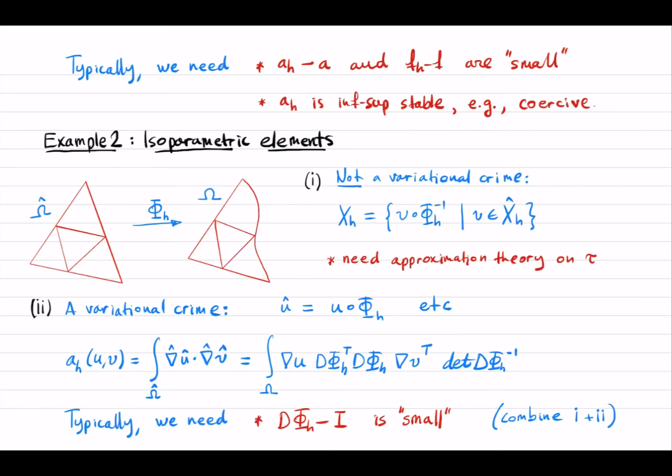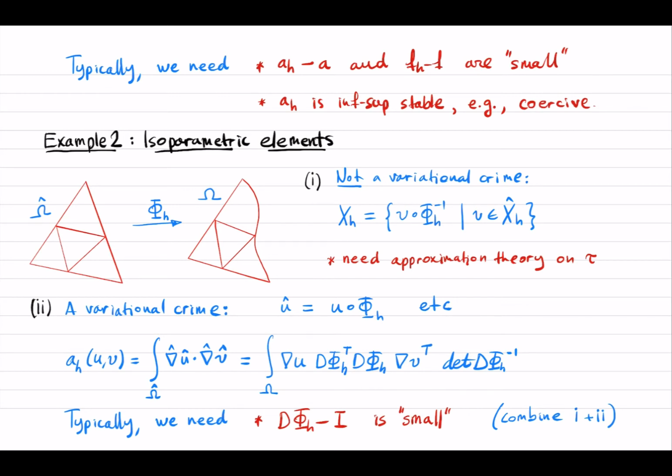And after applying the theory, we will see that the typical assumption we will need will be that the approximate bilinear form a_h, which has the quadrature in it, should be close to the exact bilinear form, and the approximate right-hand side should be close to the exact right-hand side, which are natural. And we also need the approximate bilinear form to be inf-sup stable in the finite element space. So these are the conditions that we need typically.